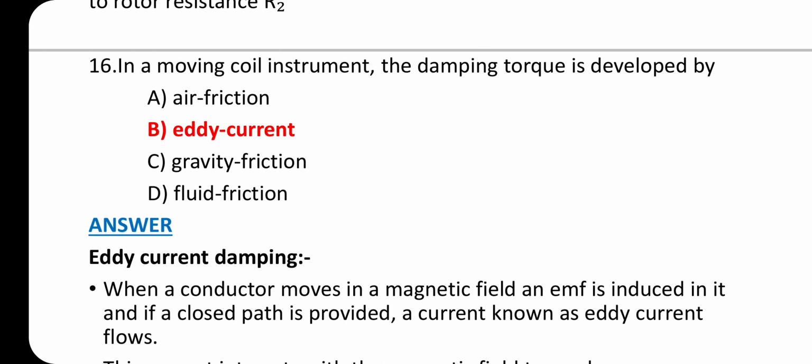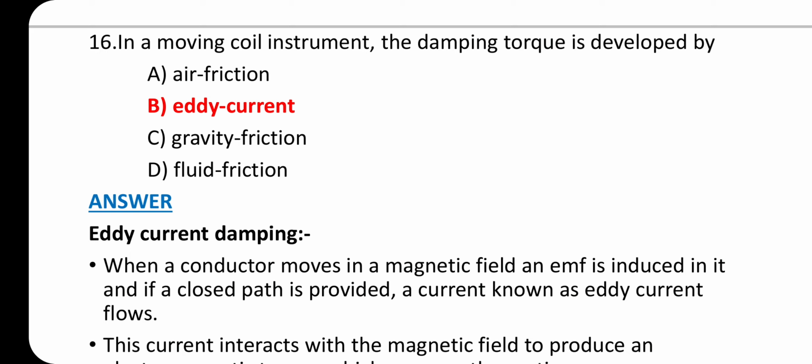Question number 16. In a moving coil instrument, the damping torque is developed by, answer is option B, eddy current. The deflecting torque is used for deflection. The controlling torque acts opposite to the deflecting torque. So before coming to rest, the pointer always oscillates due to inertia. So to bring the pointer to rest within a short time, by reducing oscillation, we use damping torque without affecting controlling torque or inertia. The following mechanisms can be used for producing damping torque.